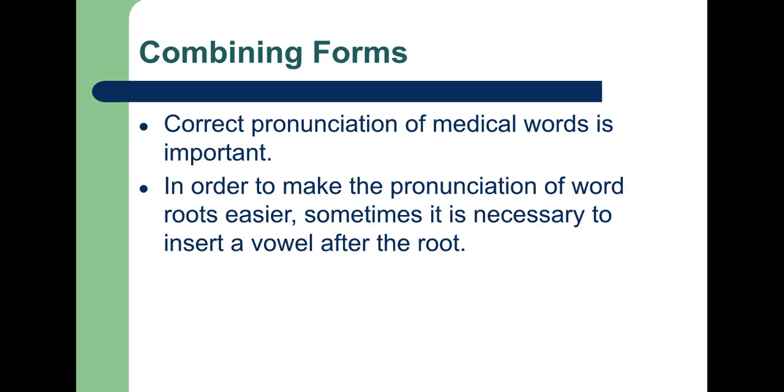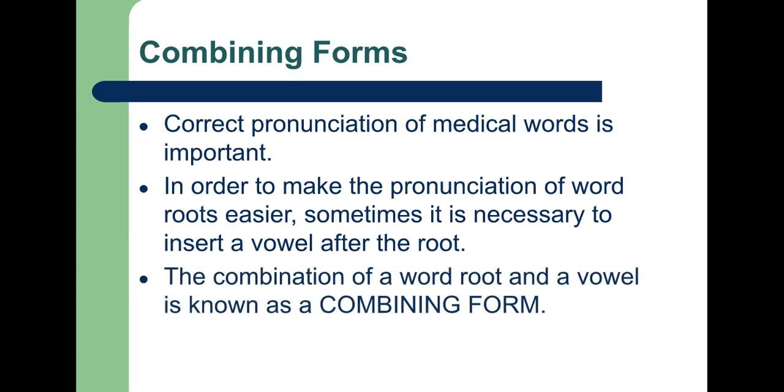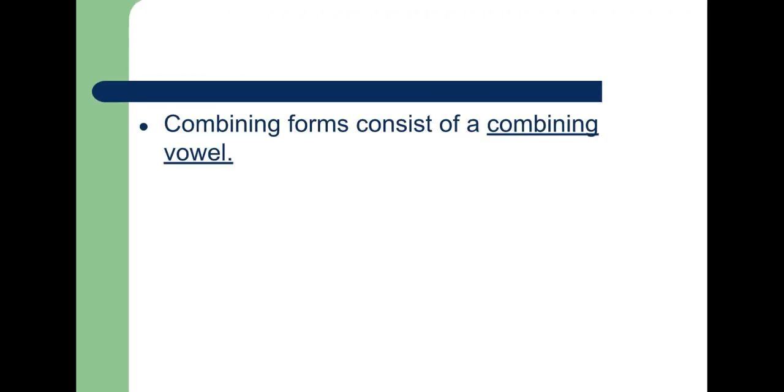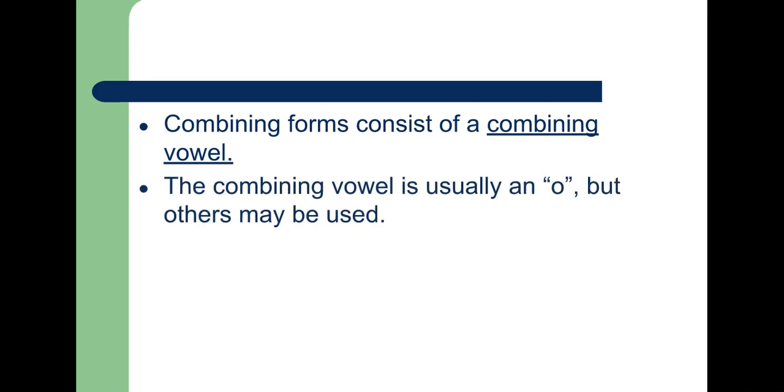So instead of cardiologist, we technically could make it cardiologist, but that doesn't really flow that well. So instead of that, we put in an O or another vowel. The vowel will help the word flow. Most commonly, it's going to be an O or an A, and it's typically a vowel. So the combining vowel is typically an O, but it can be others.